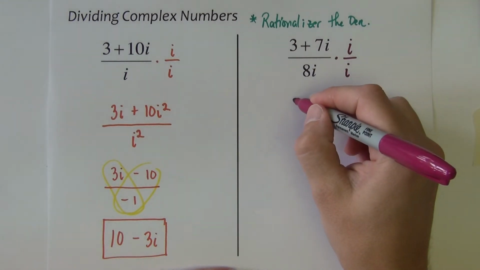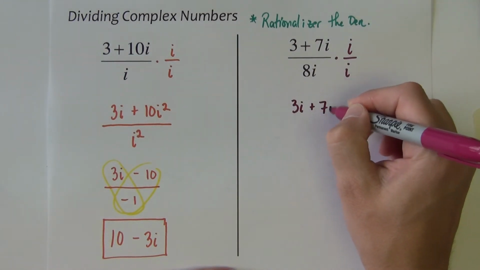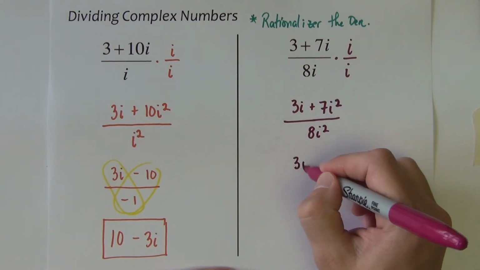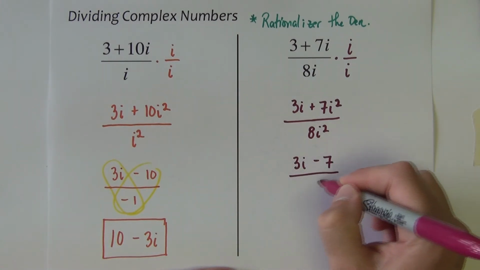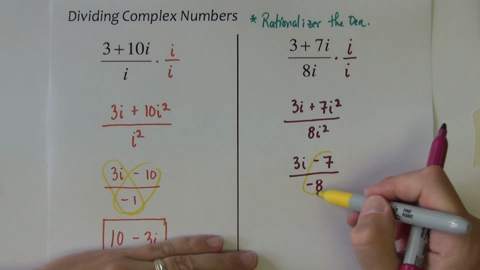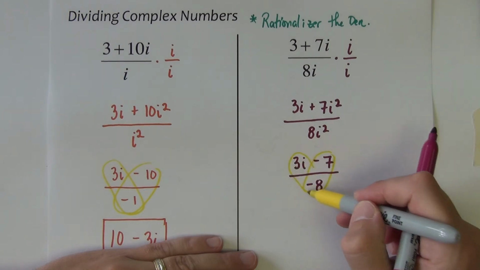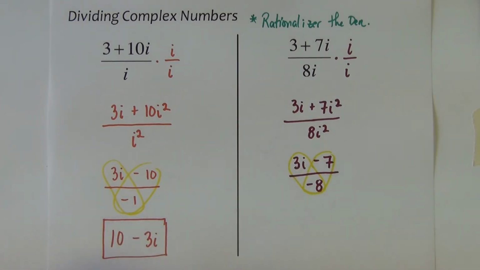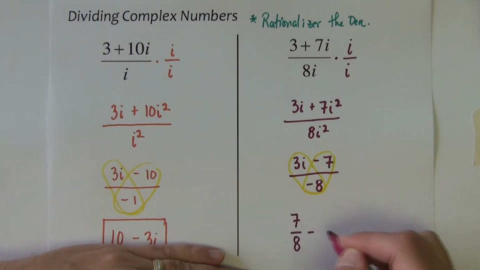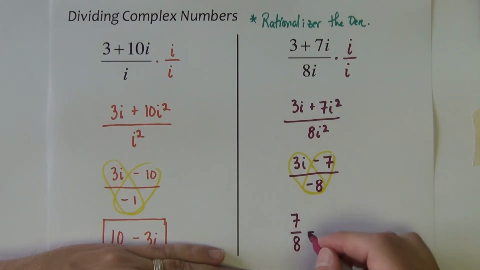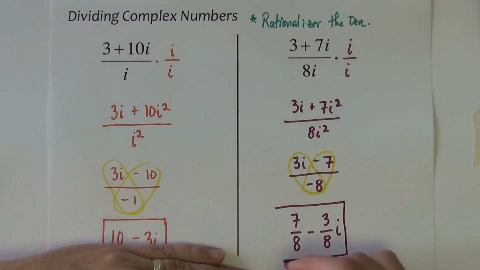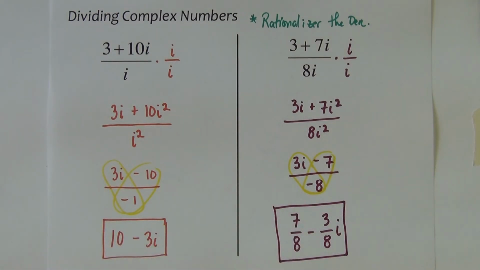So we distribute in the numerator, we get 3i plus 7i squared divided by 8i squared, which is 3i minus 7 divided by negative 8. Now, even though I can't reduce really any of these, I am going to split it up and write it to look like a complex number. So the negative 7 over negative 8 is positive 7/8 minus 3i over negative 8 is minus 3/8 i. There we have it.